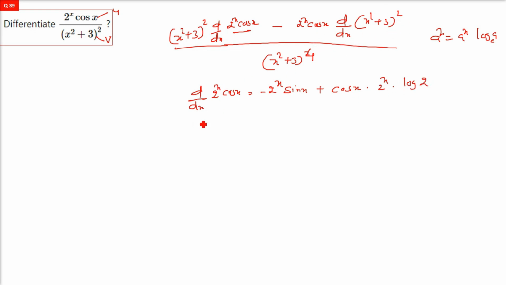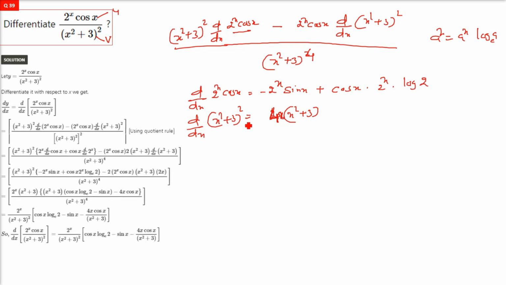Now let us do this one, x square plus 3 whole square. So x square plus 3 whole square, it is going to be twice of x square plus 3, and then x square plus 3 will be differentiated again, it will be just 2x. So I am making it 4 and I am writing it as x, because 2x will come. Now this is the verification part. You can just see if you are doing it by yourself, then this is the thing. But we will continue what we were doing.